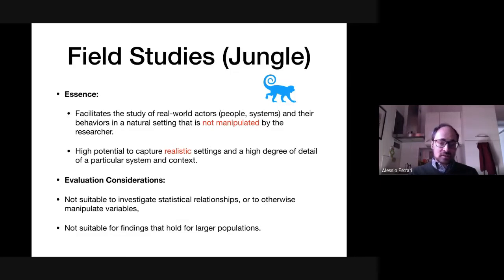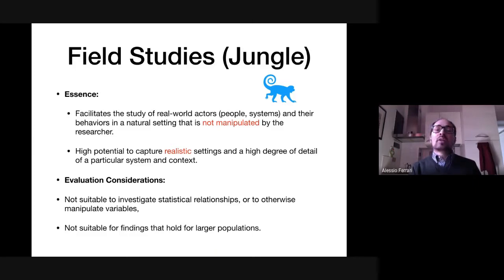It is not appropriate for investigating statistical relationships or manipulating variables, and it is not appropriate for findings that you want to hold for larger populations. So when do you need to use it? When you are in an exploratory phase, you don't want to intervene too much on the environment, on the settings, because you don't want to make assumptions beforehand, since you are still in an exploratory phase. You don't want to manipulate the reality, okay?